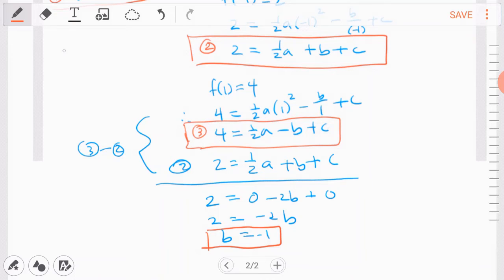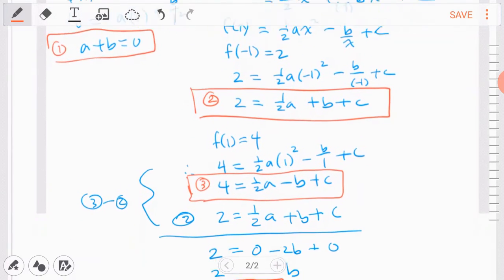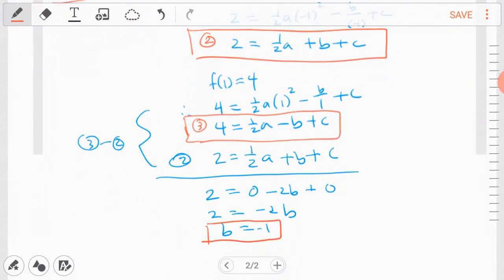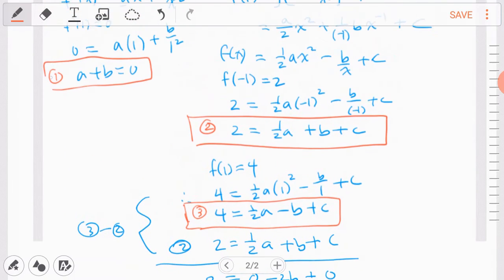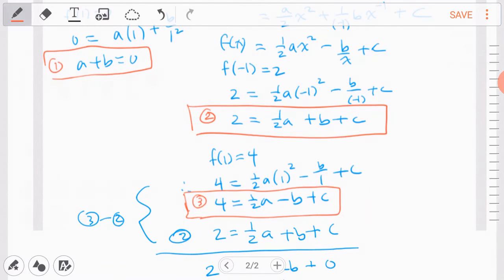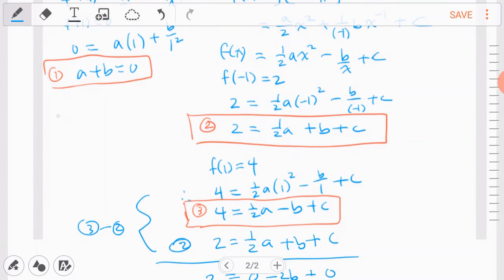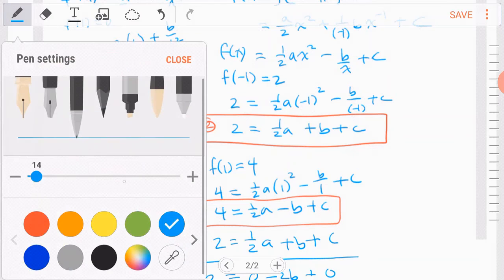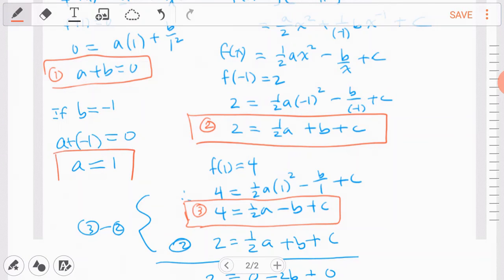Now with this solved, it's a lot easier to solve the other two. We can just plug this value for b into our equation 1 to find a. So from our equation 1, given that b is equal to negative 1, then that means a plus negative 1 equals 0, so a must equal 1. And that is our second constant solved.